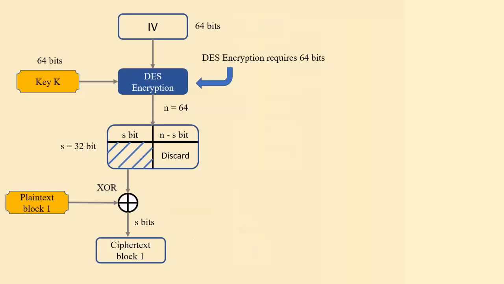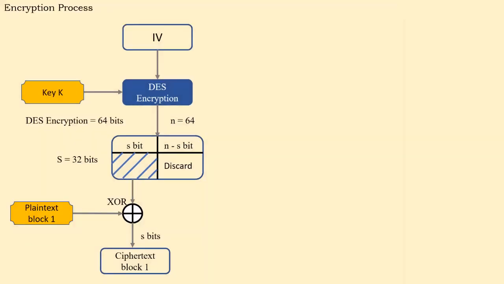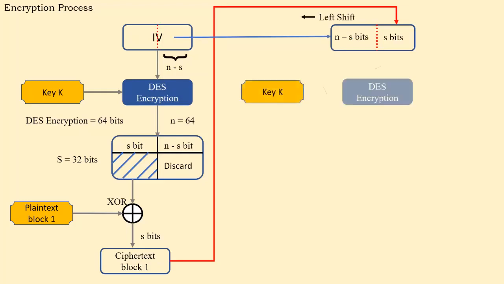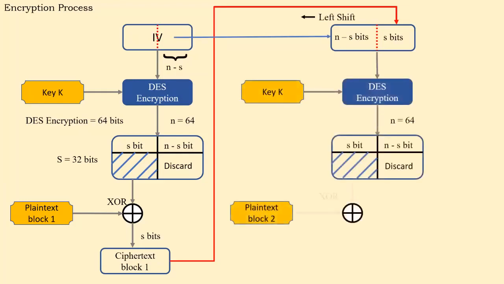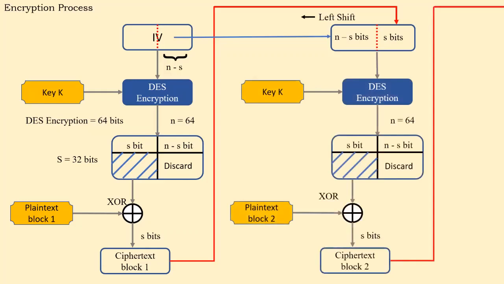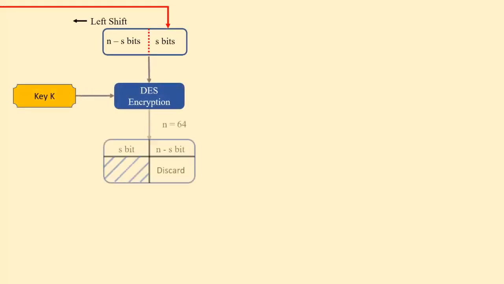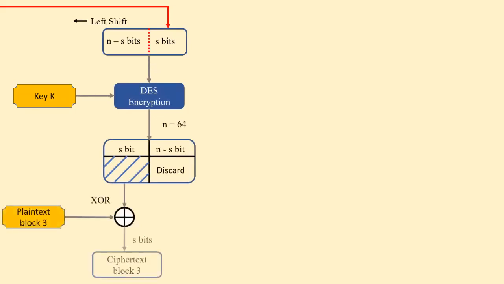Next, the first ciphertext output is used to update the next input for the encryption block. The N-S bits of the previous input is then inserted into the new input by left shifting it, producing the input for the encryption block. The encrypted output will then again be split into S bits, XORed with the plaintext block 2 and produce the ciphertext block 2. Finally, the rest of the steps are then repeated using the next block of plaintext. This will continue until all the blocks of plaintext are encrypted.